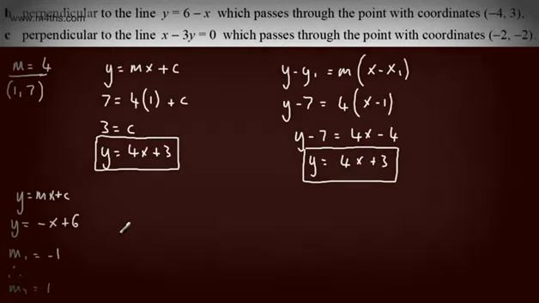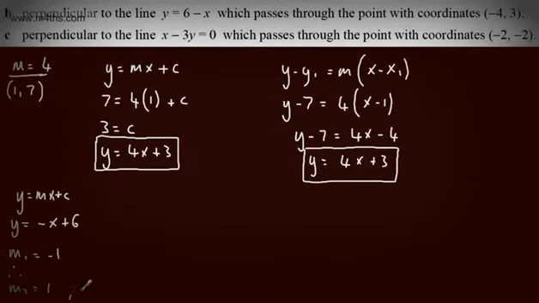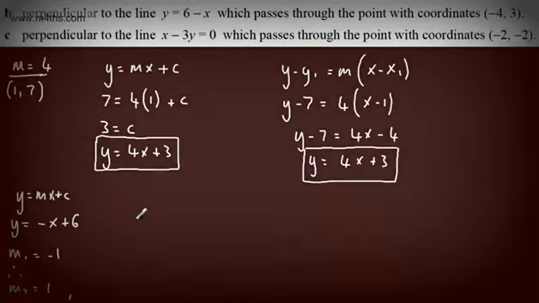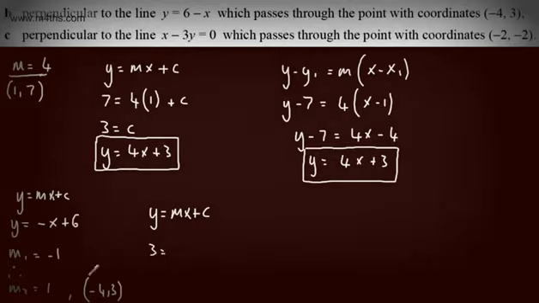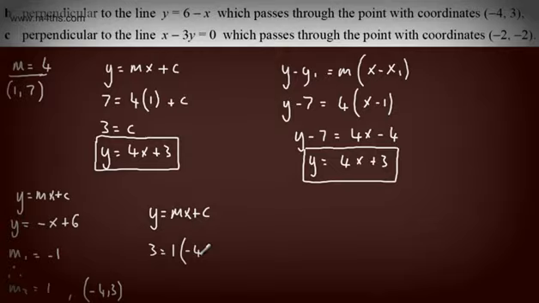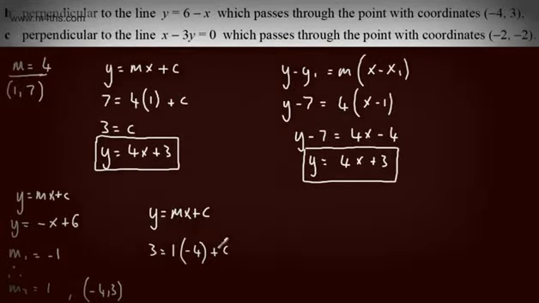So we've got now a gradient. So what we've got is m2, the gradient, and then we've got a point that it goes through, which is going to be minus 4, 3. So let's write this out then. If we want to use y is equal to mx plus c, so we'll plug the numbers in. We're going to have 3 is equal now to the gradient, which is going to be 1, multiplied by the x coordinate, which is going to be minus 4, and then we get the plus c. So adding 4 to both sides, we can see 7 is equal to c.